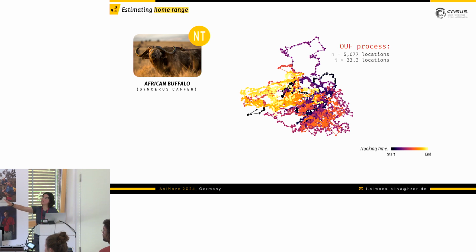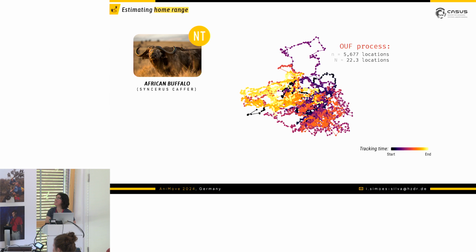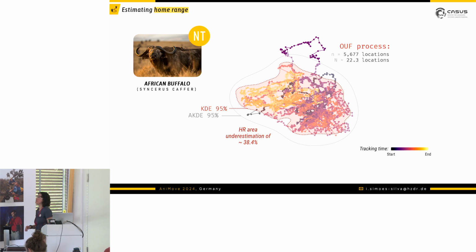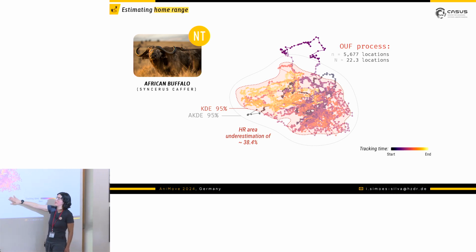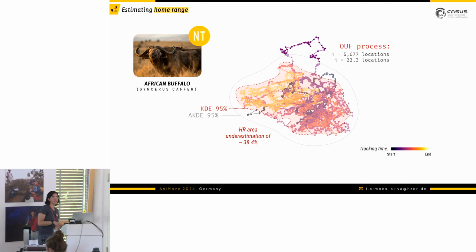So another case here, and as you should all be very familiar with the African buffalo data set at this point. Basically this one is following the OUF, the Ornstein-Uhlenbeck with foraging model. And it has an effective sample size of around 22 locations, which is still not too bad. Again, it's only getting problematic if you go below 5. So 22 is still within an acceptable, reliable estimate range. And this would still be the difference between the conventional KDE and the autocorrelated KDE, right? With an underestimation from the conventional KDE of around 40%.